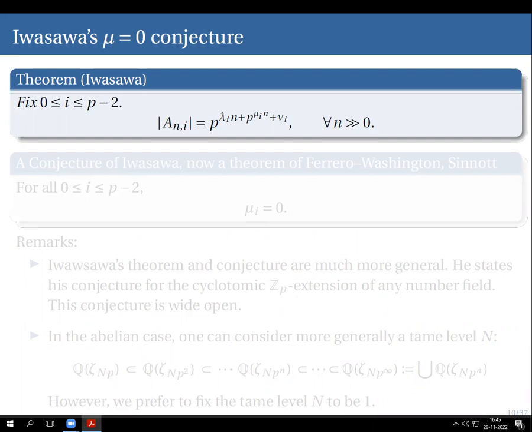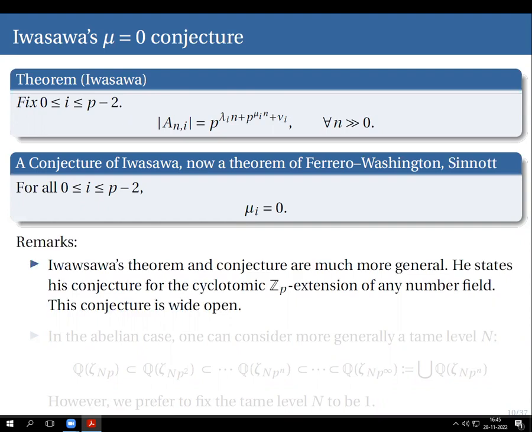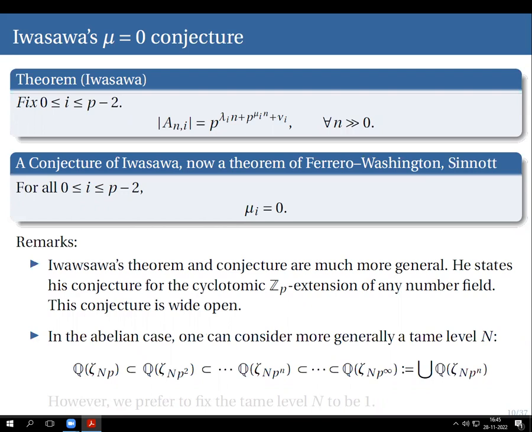And when he had this result, he conjectured that this exponential term should vanish. And so this was a conjecture earlier on, and it was proved by Ferrero Washington, and another proof was later given by Warren Sinnott. So they showed that this mu invariant is 0 for this Q zeta P. And I should say that Iwasawa's theorem was much more general. I fixed a very, very specific Z_P extension, but his result is true in much more generality, and his conjecture was also true for much more generality. But the Ferrero Washington theorem is also known in a much more general case.